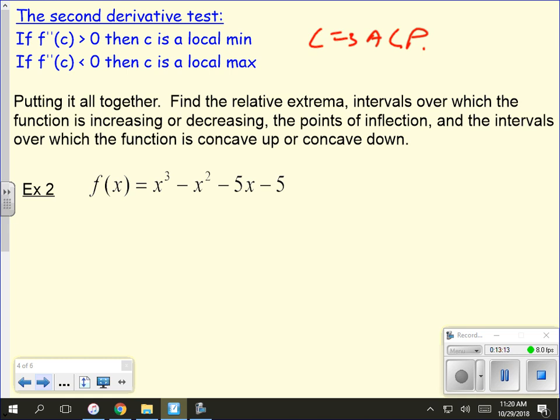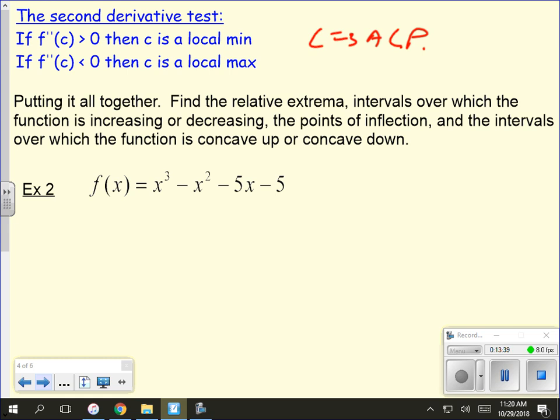Frankly, sign charts are more useful from the standpoint that they're generally easier to do. You don't have to take the second derivative with a sign chart to find max and min. And you're often asked to find out where things are increasing or decreasing. And if you know where they're increasing or decreasing, you don't have to do the max or min. The second derivative test is just another way of determining whether you have a maximum or a minimum.